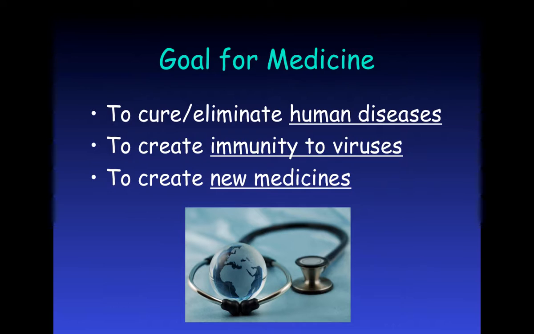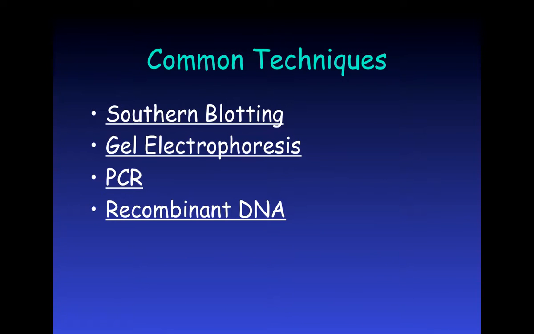All right, so from a medical perspective, what we are trying to do with all of this bioengineering is to cure or eliminate human diseases, create immunity to different viruses, think like HIV, AIDS, swine flu, bird flu, all of that kind of stuff. And if lacking that, create new medicines that will help us fight some of these things that we can't create vaccines for. So how do we do this? How do we actually work with this? Well, we have some common techniques. There's 4 different techniques: southern blotting, gel electrophoresis, PCR, which we'll talk about because that's an abbreviation, and recombinant DNA.